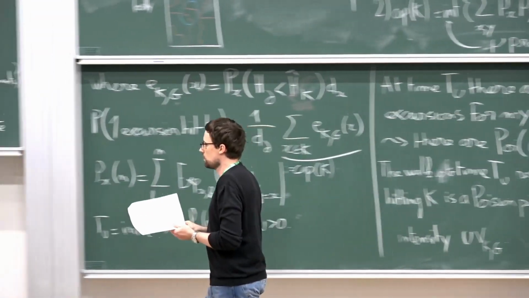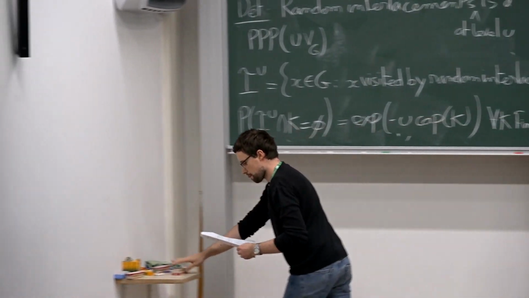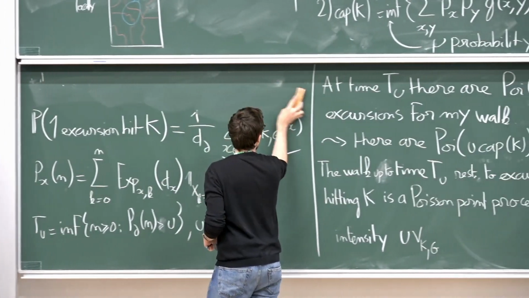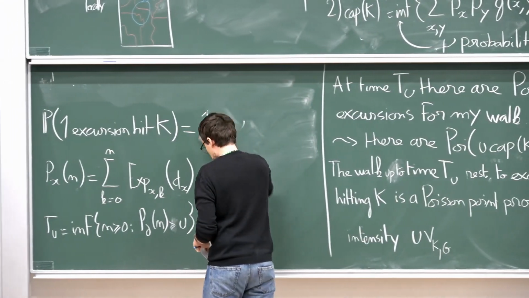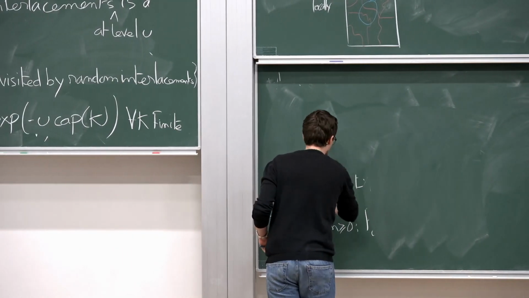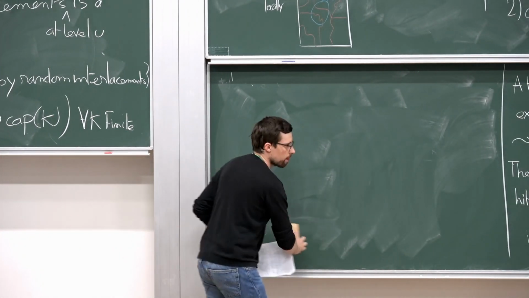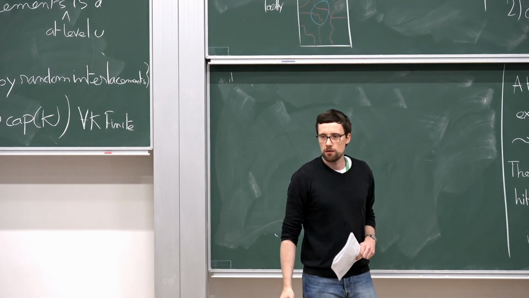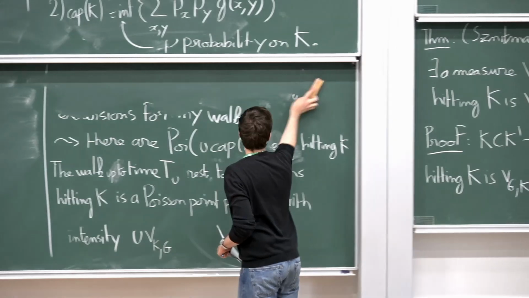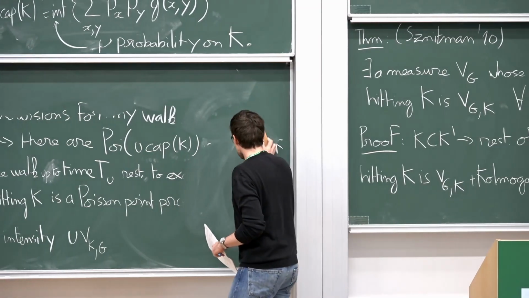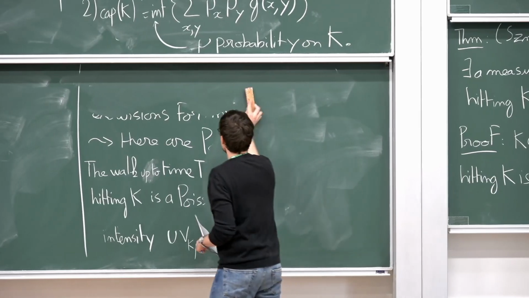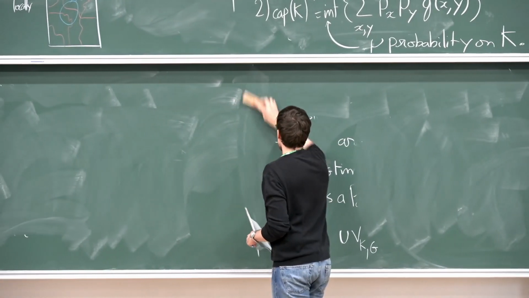And so using these two properties, I can estimate the capacity of sets. Now we are just working with a general transient graph, or also a finite graph with a boundary or something like that. You can also take a recurrent graph with a boundary or something like that.